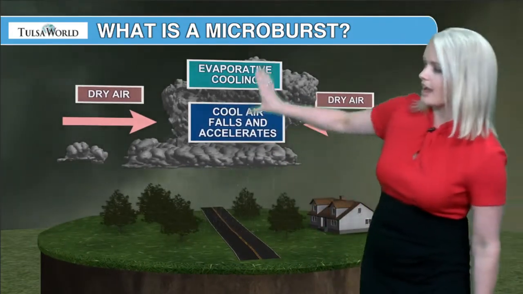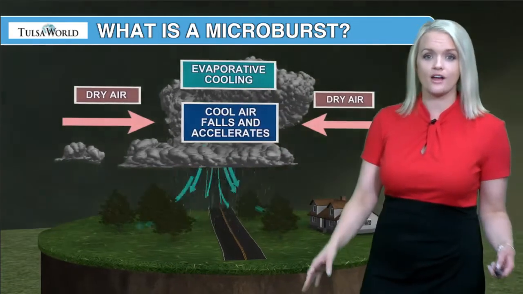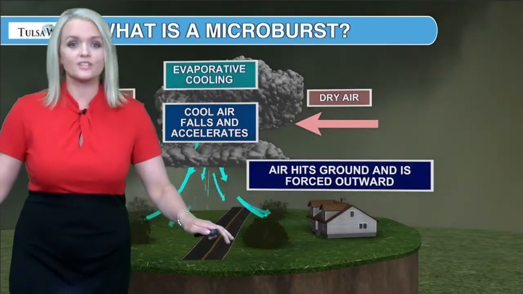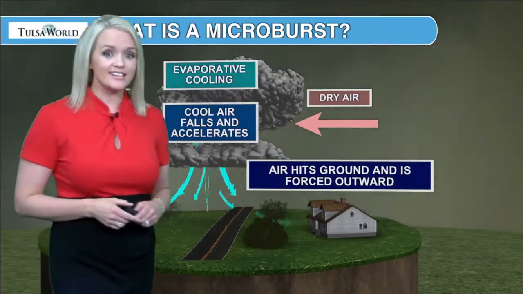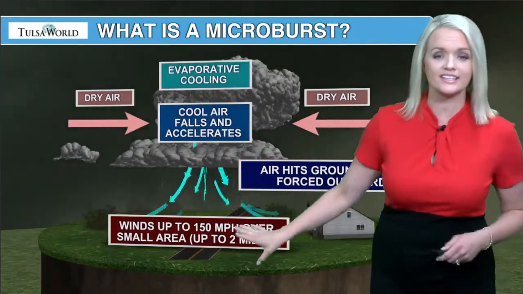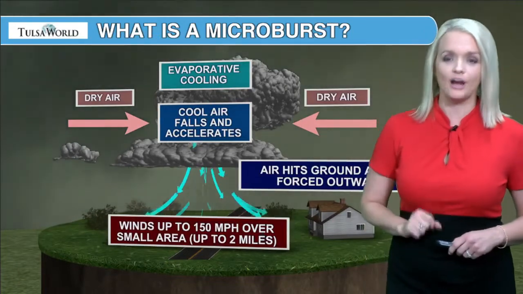So the cool air and the rain falls, it accelerates as it makes its way towards the ground. Of course, it needs someplace to go as it hits the ground, so then it's forced outward, and a lot of times it can be a very strong wind, and that's what is a microburst. These winds can get up to 150 miles per hour or higher in a very small area, up to 2 miles.